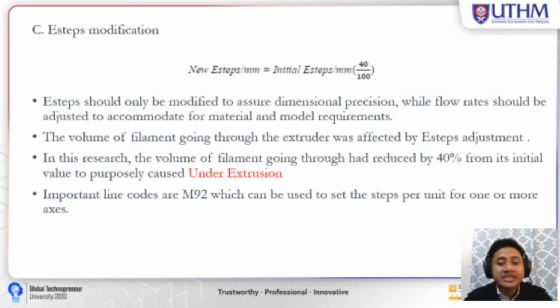So for the E-steps modification, E-steps should only be modified to assure dimensional precision, while flow rates should be adjusted to accommodate material and model requirements. Physical movements such as distance moved and filament extruded through the extruder were applied to calibrate E-steps. The volume of filament going through the extruder was affected by E-steps adjustment. In this paper, the volume of filament going through was reduced by 40% from its initial value to purposely cause under-extrusion. The parameter for the new E-step was calculated as follows.